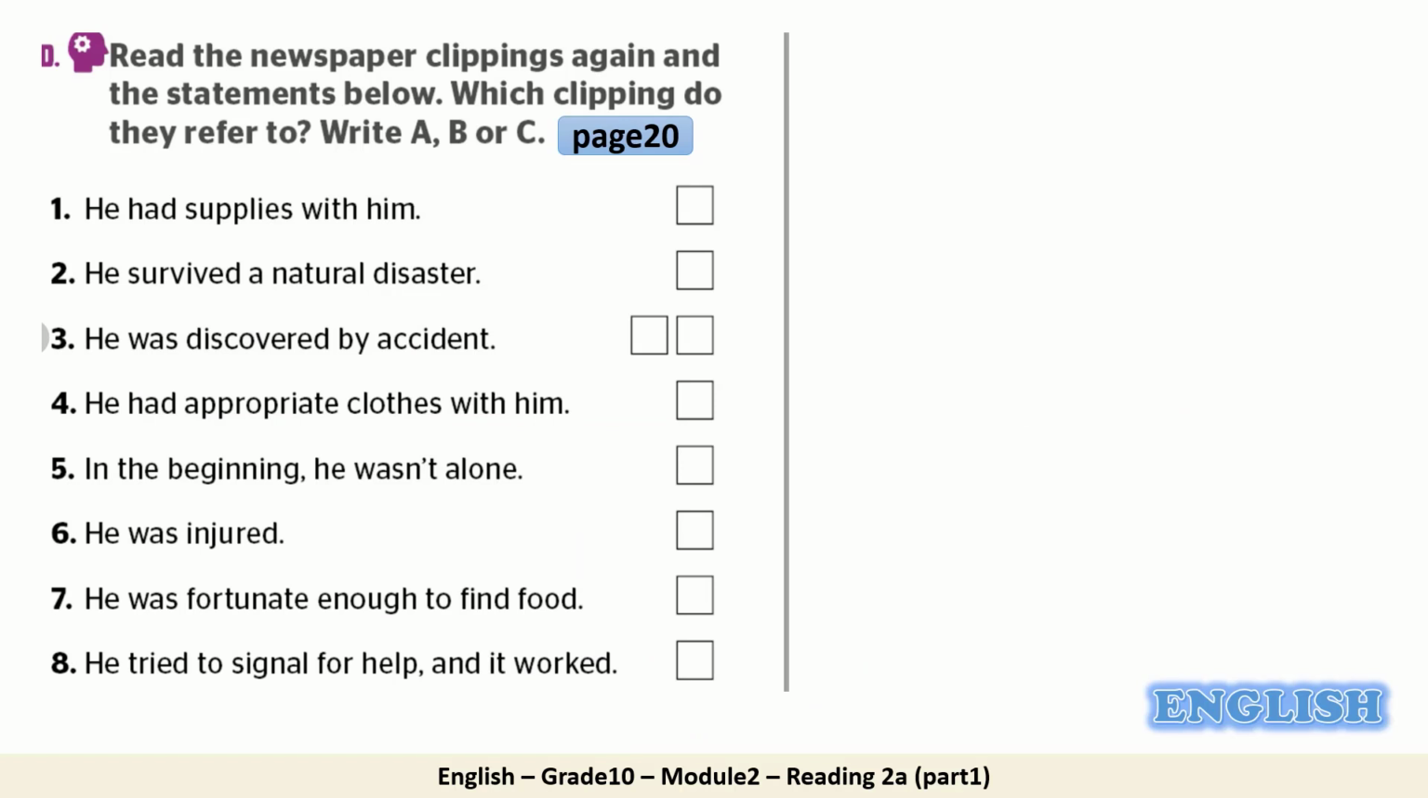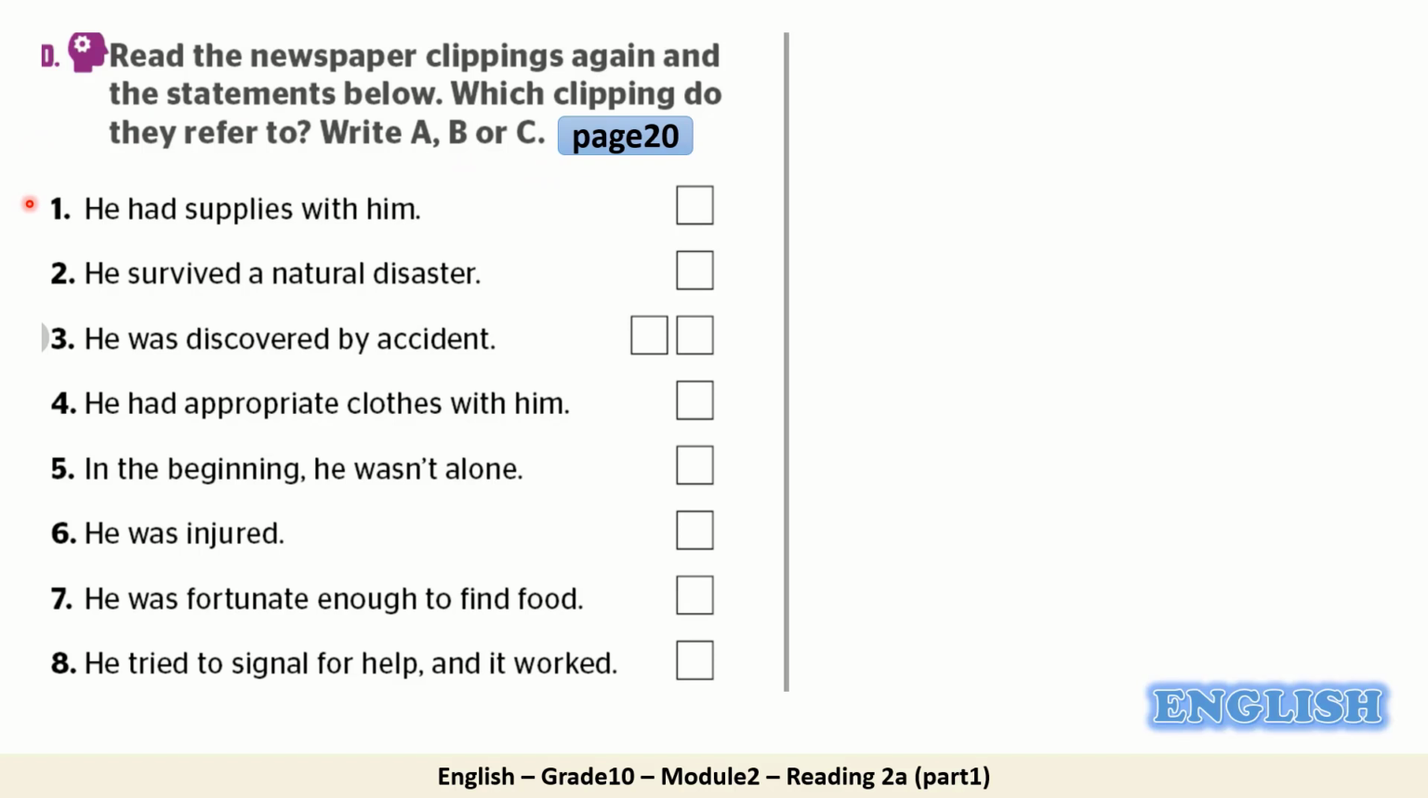Now move to activity D, page 20. Read the newspaper clippings again and the statements below. Which clipping do they refer to? Write A, B, or C. Remember to find evidence in the texts. Now pause the video and do the activity.